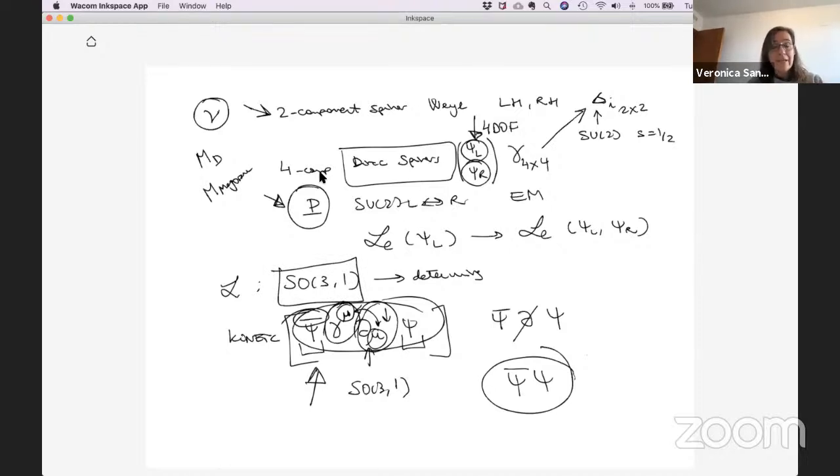Now, there are indeed interactions that do not preserve parity. Electroweak interactions do not preserve parity. What parity does is it relates SU(2) left and right. Under parity, SU(2) left equals SU(2) right. So left-handed and right-handed spinors should be treated in exactly the same way. But indeed, electroweak interactions do not care about parity, so there you can write something that has a purely left-handed spinor or right-handed spinor.